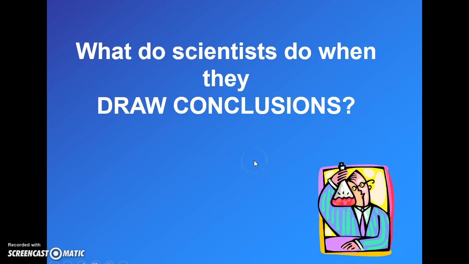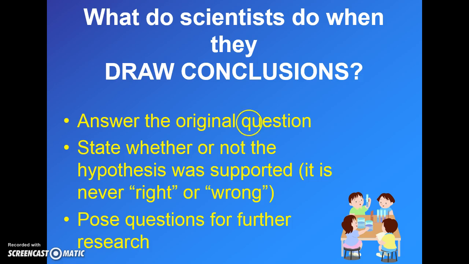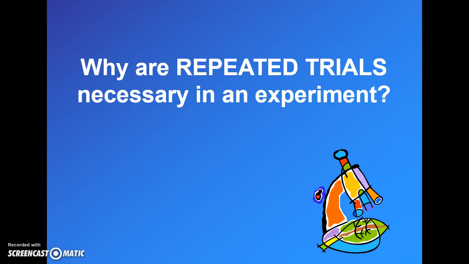What do scientists do when they draw conclusions? When the scientists draw conclusions, basically they are answering the original question. They're stating whether or not the hypothesis they proposed was supported. Okay, was it right or was it wrong? And after that, they pose questions for further research.